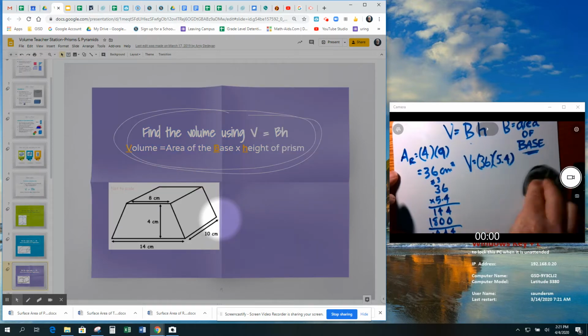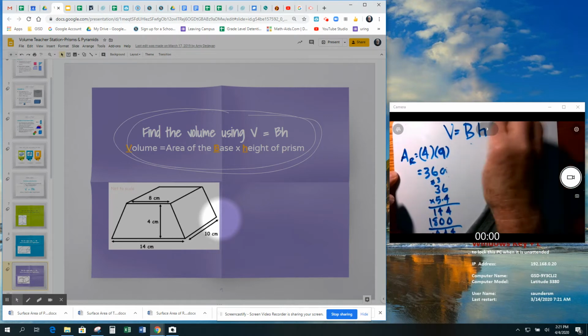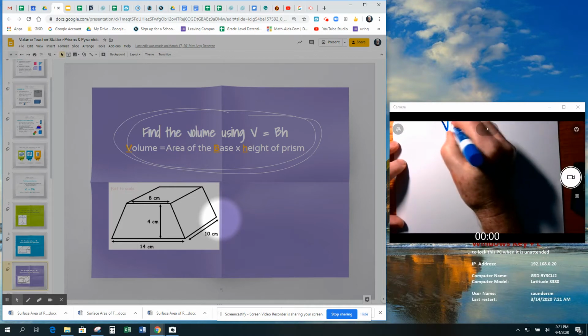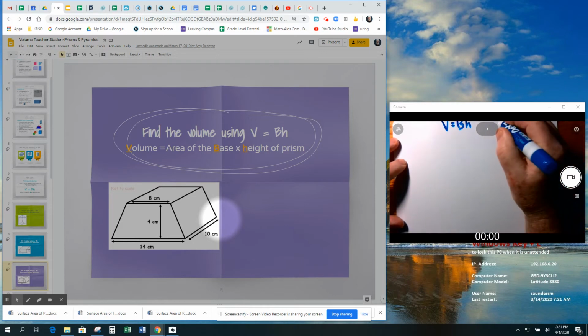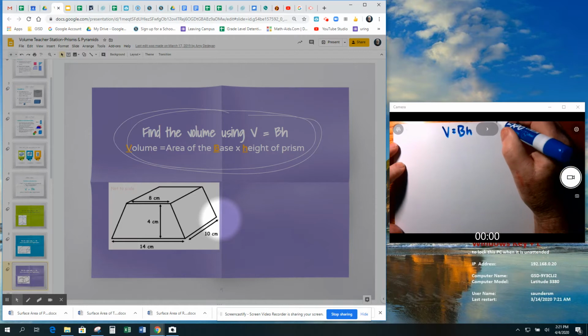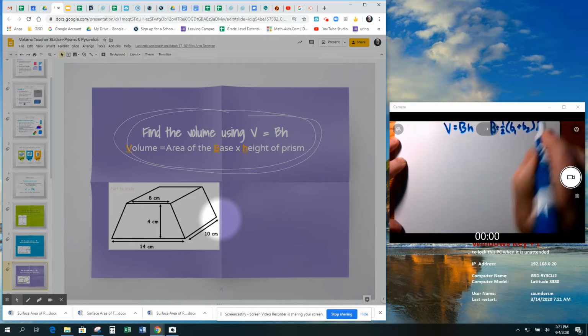So this one's a trapezoid. Probably going to need a little bit more room. This one's a trapezoidal prism. And so remember that we have V equals big B times H. And what's the area of a trapezoid? Anybody remember that one? The formula for the area of a trapezoid. So big B is going to equal 1/2 times base 1 plus base 2 times H.